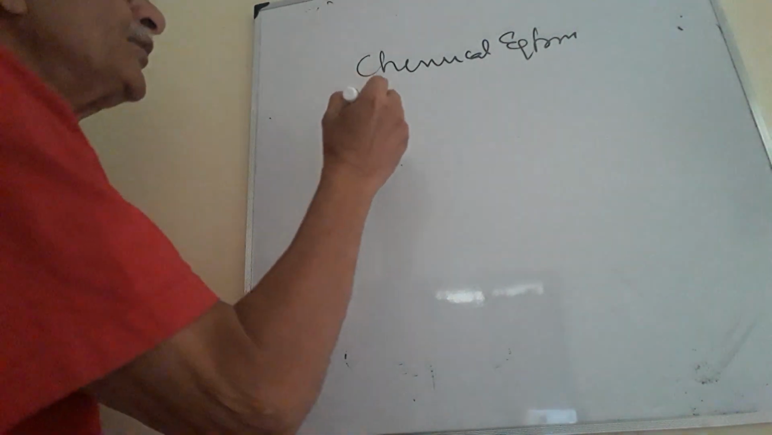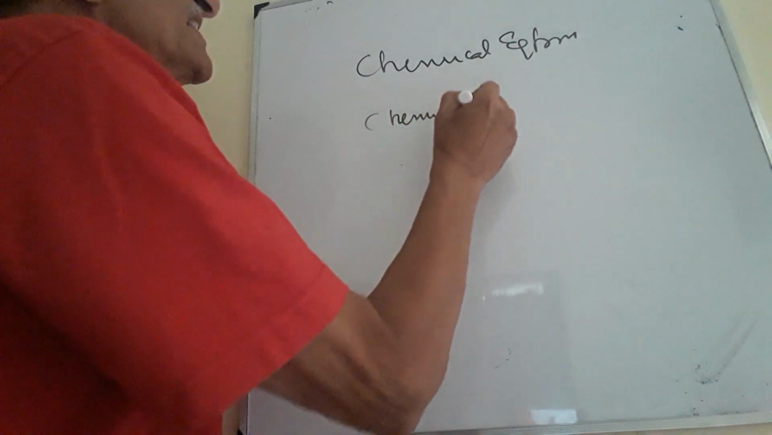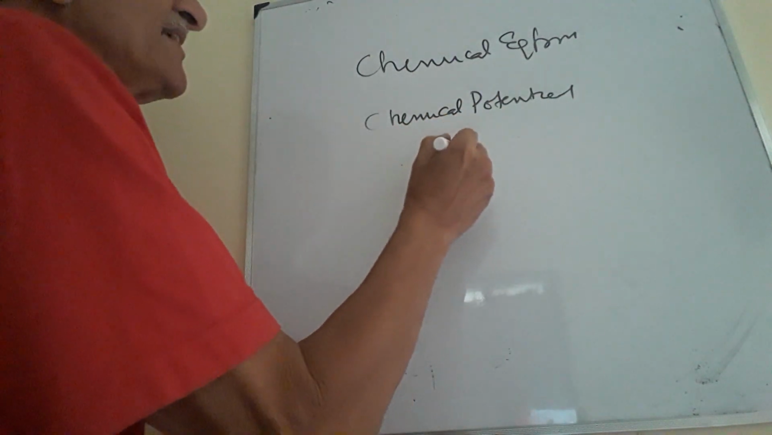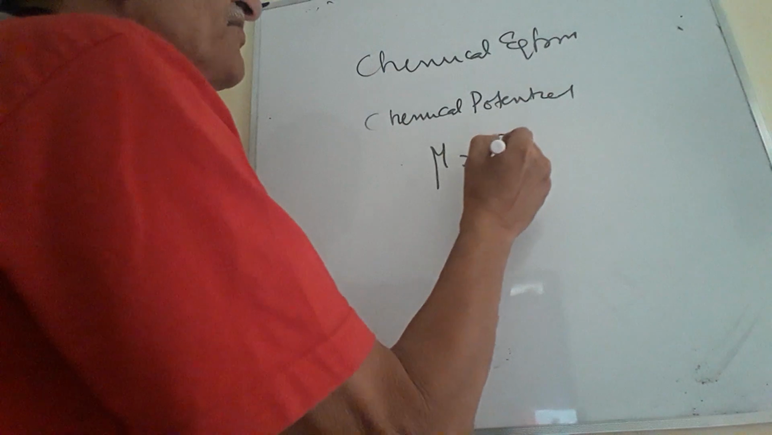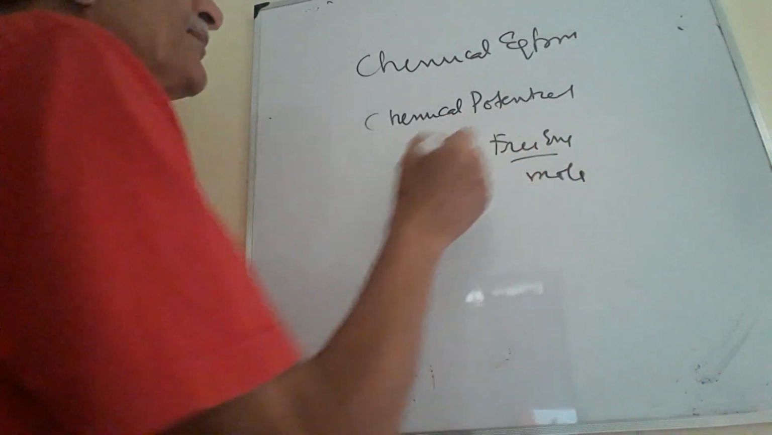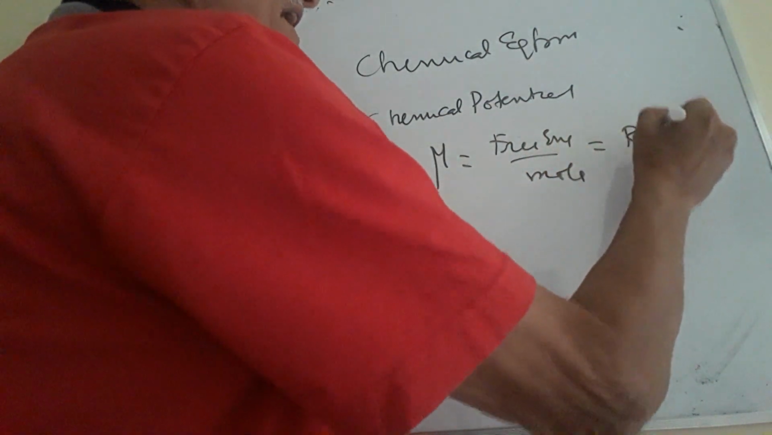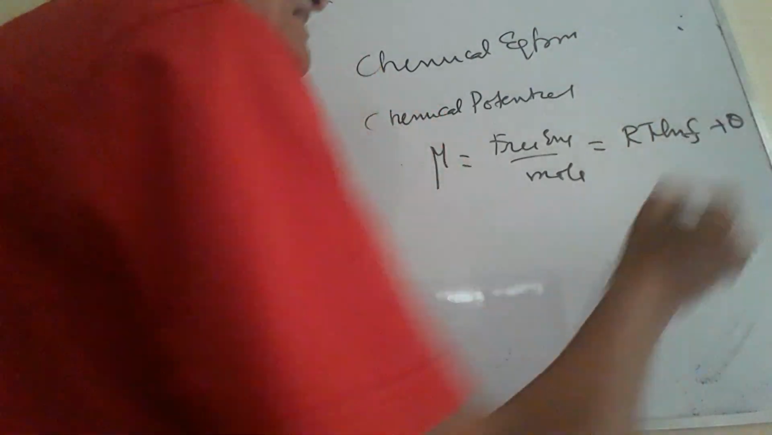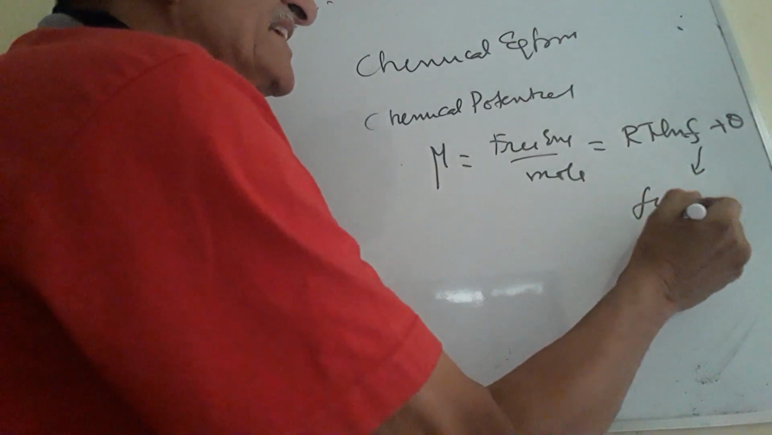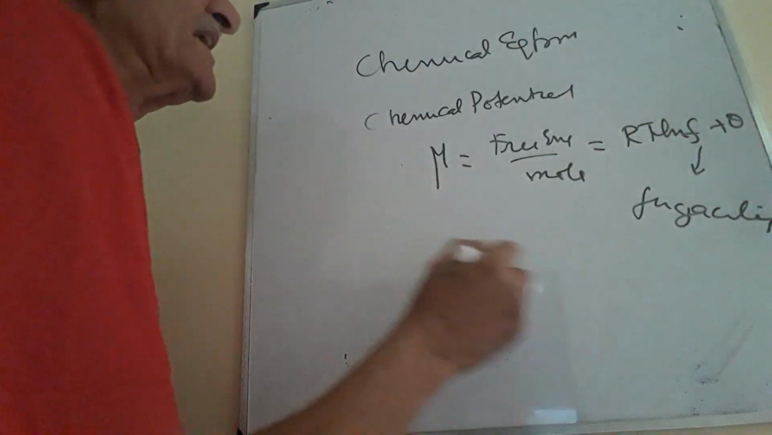Now, how are you going to define chemical equilibrium? So, we have defined a new parameter called chemical potential, given by mu. This is nothing but your free energy per mole. Another name of free energy per mole is chemical potential. This is written as mu equal to RT ln f plus theta. f is called fugacity. R is gas constant, T is temperature. Theta is a function of temperature only.